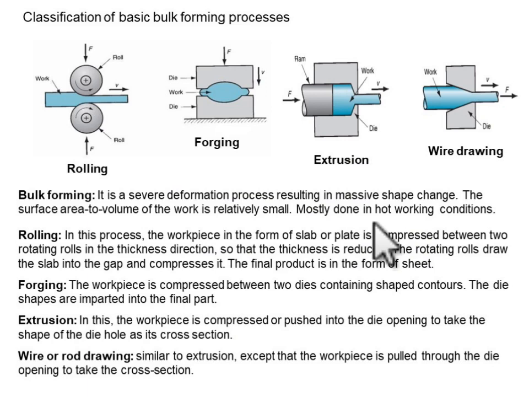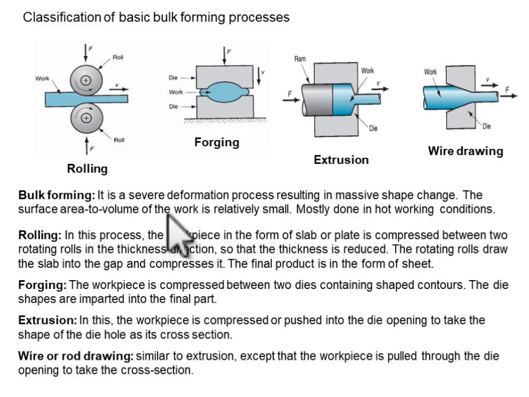Now the classification of bulk forming processes. So first one is rolling process, forging process, extrusion process, and wire drawing process. First of all, we need to know what is bulk formation. So first, bulk formation is a severe deformation process resulting in massive shape change.